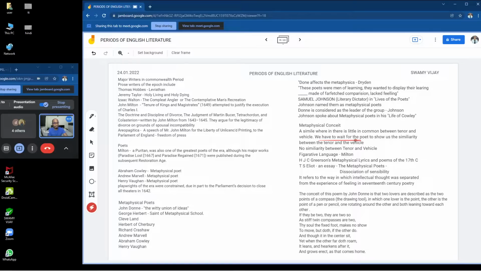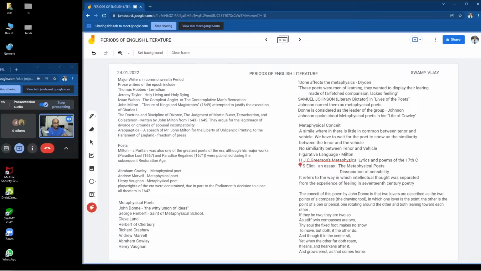We have to wait for the poet's interference to show us the similarity between the tenor and the vehicle. Otherwise nobody can understand why the poet has used these two different images or two different subjects, and what is the connection or relation between these two subjects, primary subject tenor and the secondary subject vehicle. So there is no similarity between tenor and vehicle, and Milton used this as a figurative language in his Paradise Lost. He compared bees in a very far-fetched imagery.